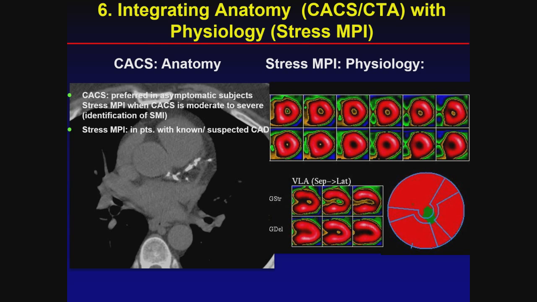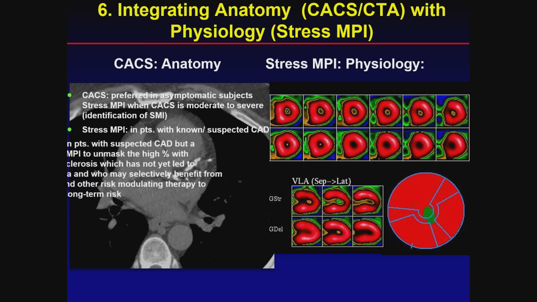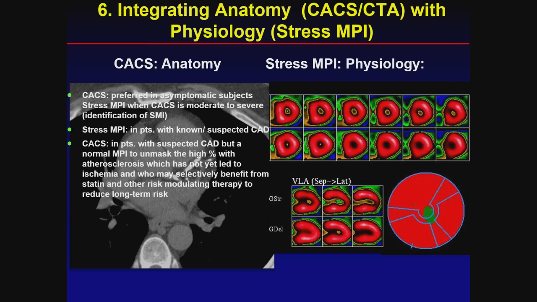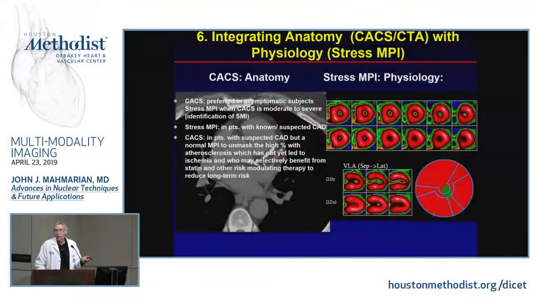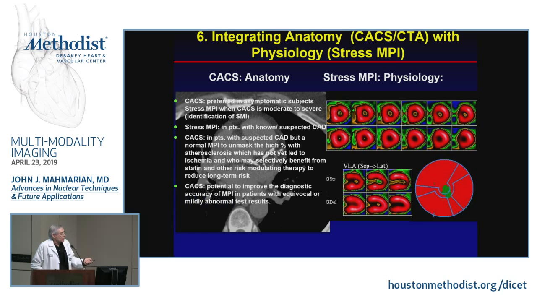Stress MPI is the preferred test in people with known disease. Calcium scoring in people who have a normal MPI, I think, is going to be a very important way of identifying early disease and maybe treating early disease. Because remember, if you have a normal myocardial perfusion scan, that doesn't mean you don't have coronary artery disease, and that might lead you to underestimating risk significantly. So we think this is going to be important. And obviously the use of calcium scoring may improve the diagnostic accuracy of MPI and SPECT.